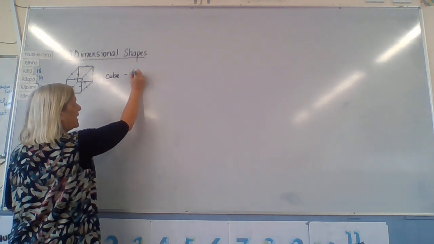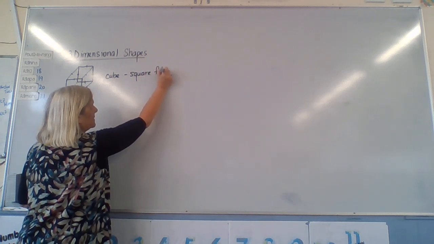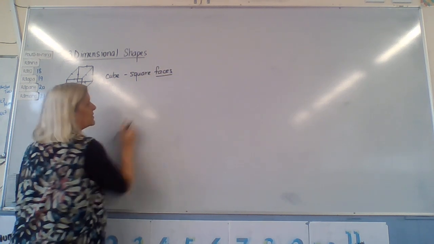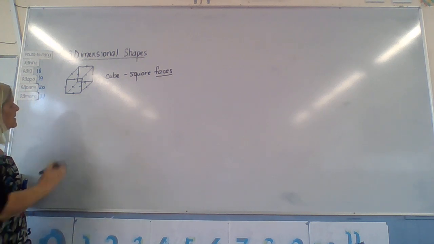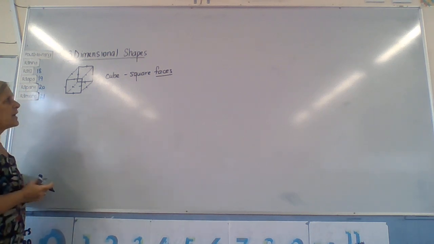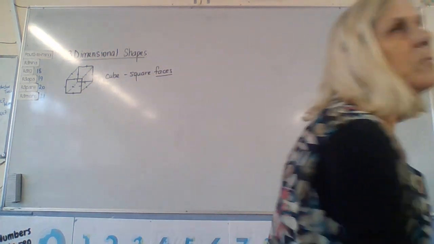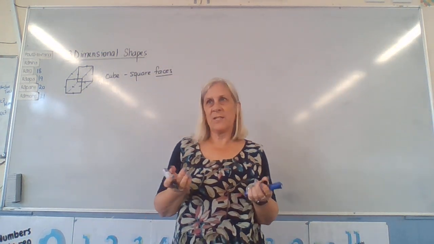It has square faces. So that's another word that we need to learn. That face is the two-dimensional side, all right? Okay, so that's the most straightforward one. Then we move to a lot more complicated ones.